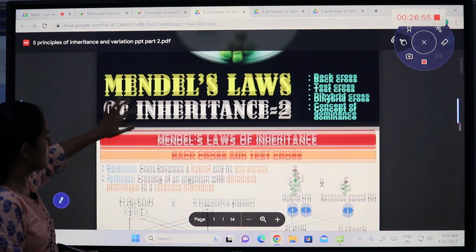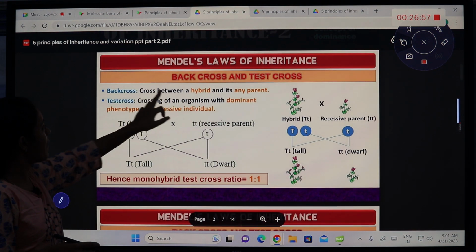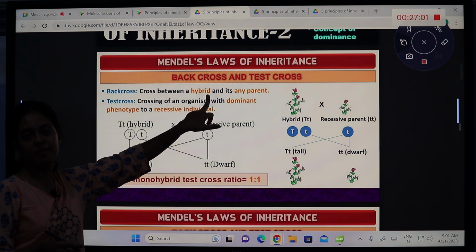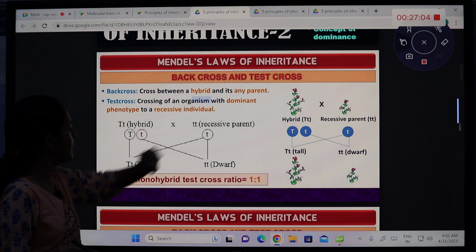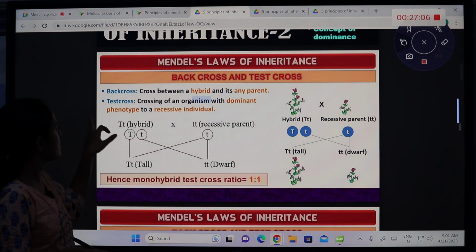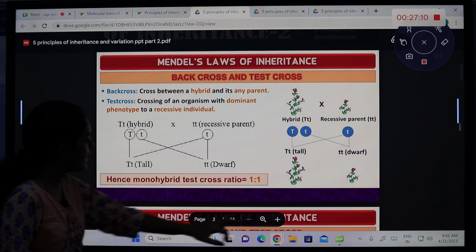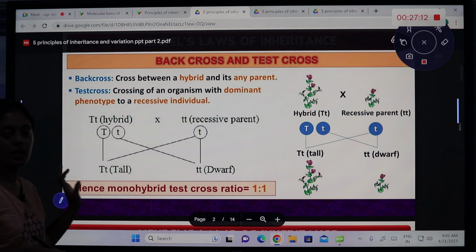Back cross and test cross we will be studying. What is a back cross? It's a cross between the hybrid or the F1 (hybrid and F1 mean the same) and any of the parents. What is a test cross? Crossing of an organism with dominant phenotype to a recessive individual is called a test cross.